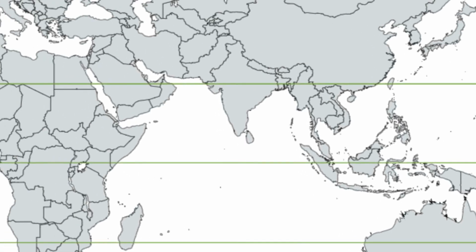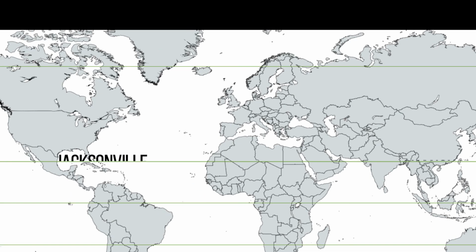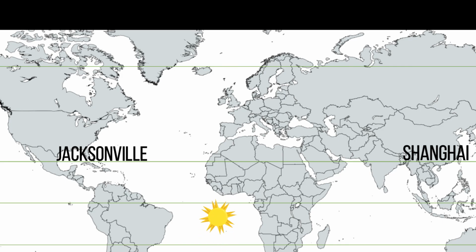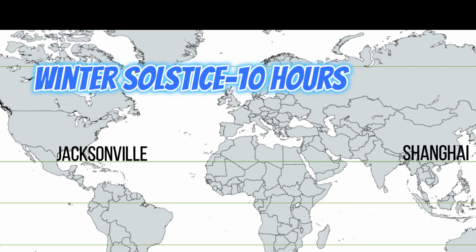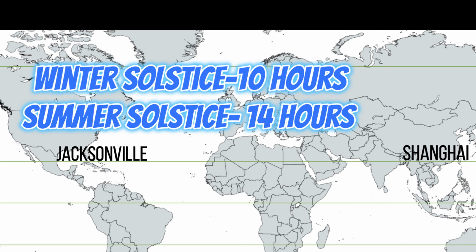Next, Jacksonville, Florida and Shanghai, China, both around 30 degrees north latitude, see similar sun angles. Throughout the year, the sun angle for both cities is between 36 degrees and 83 degrees, and during the winter solstice, both cities see a little more than 10 hours of daylight, while during the summer solstice, they both see around 14 hours of daylight.